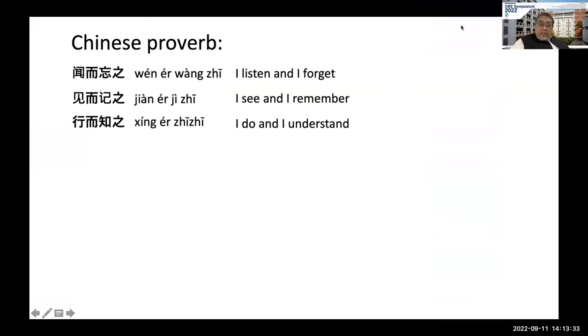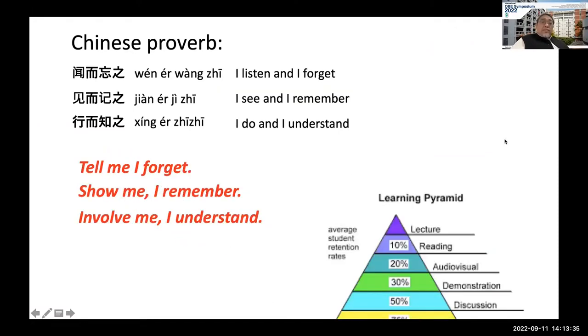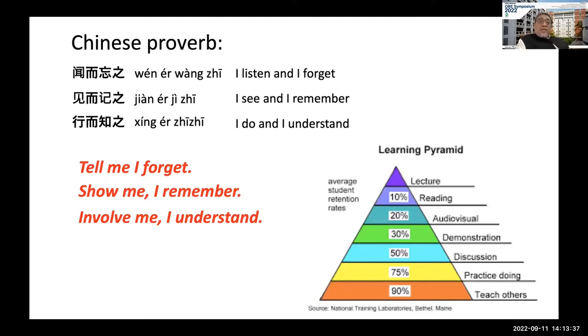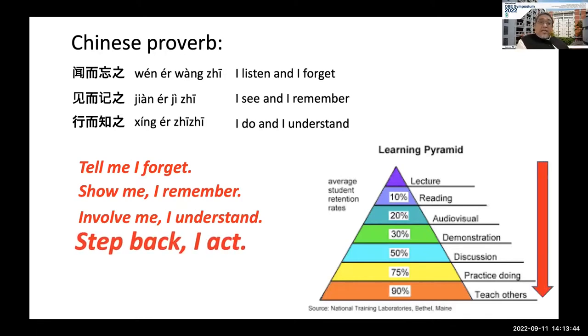Then if we look at it, what's important here is what will be the role of the academic staff at the end of the day. They're supposed to step back so that the students can actually act. And if we look at the learning pyramid, the less the academic staff interact, allowing the students to take their own initiative to learn, the better it is in terms of their retention. That means learning by doing.